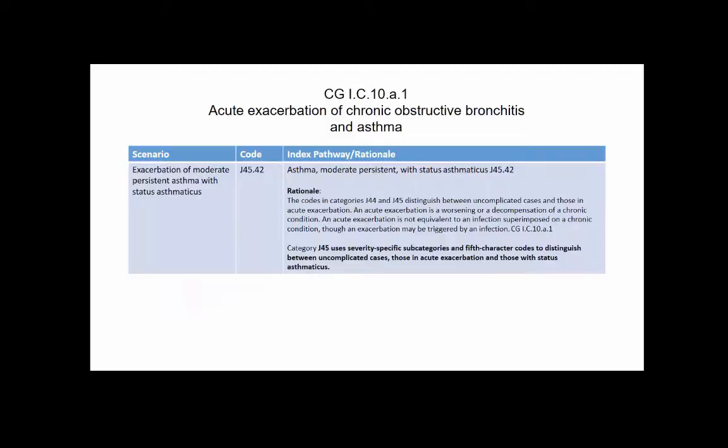And then this is the same guideline, but now we're talking about asthma, exacerbation of moderate persistent asthma with status asthmaticus. Here's your index pathway and the rationale. You notice in the J45 category, the fifth character is what's going to distinguish between uncomplicated cases, acute exacerbation, or status asthmaticus. Status asthmaticus is the more serious of those three.